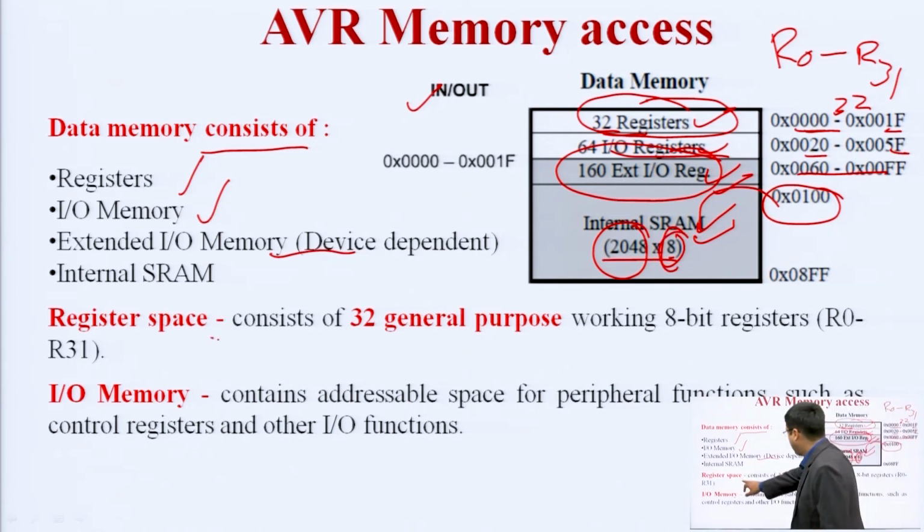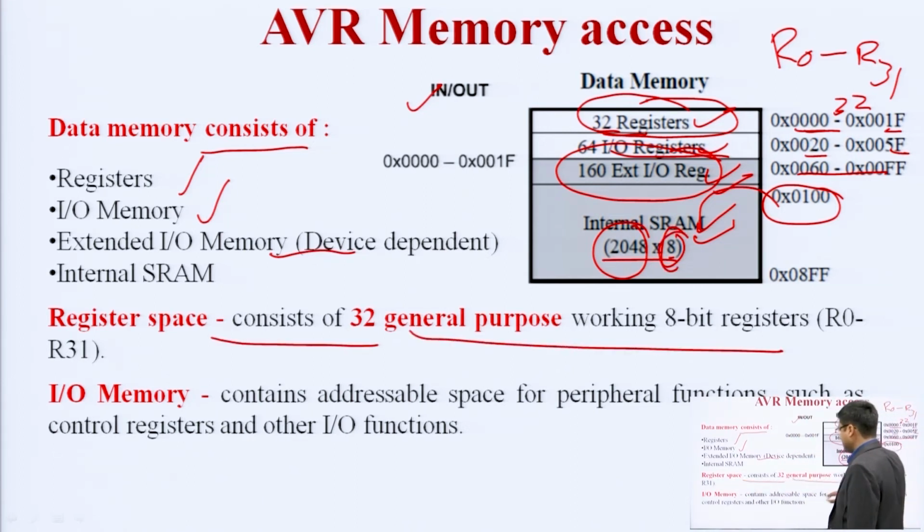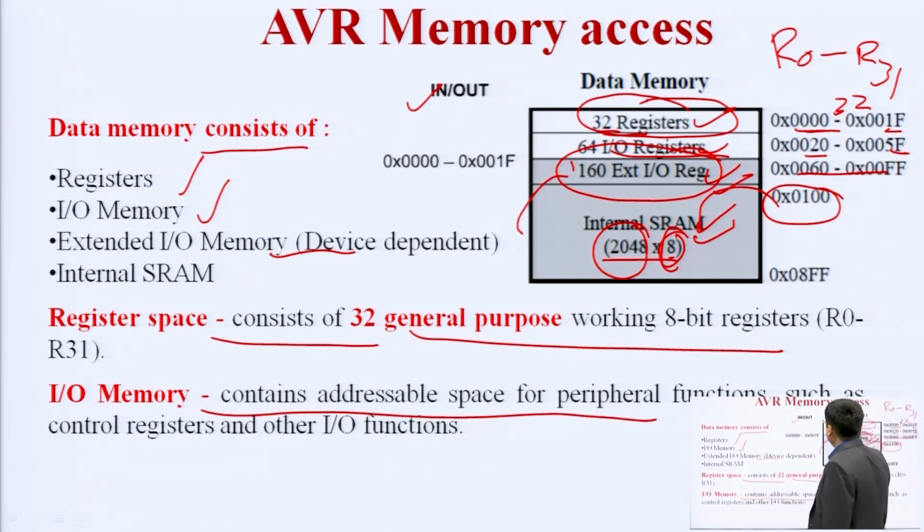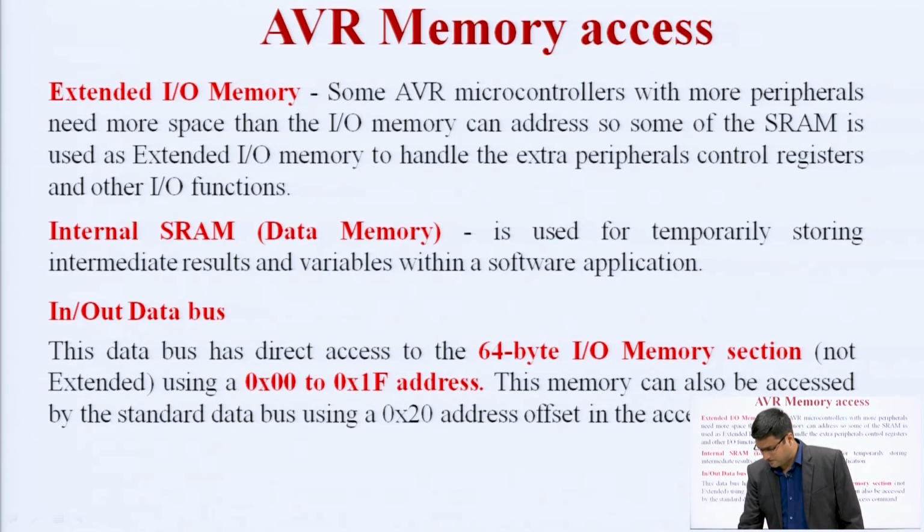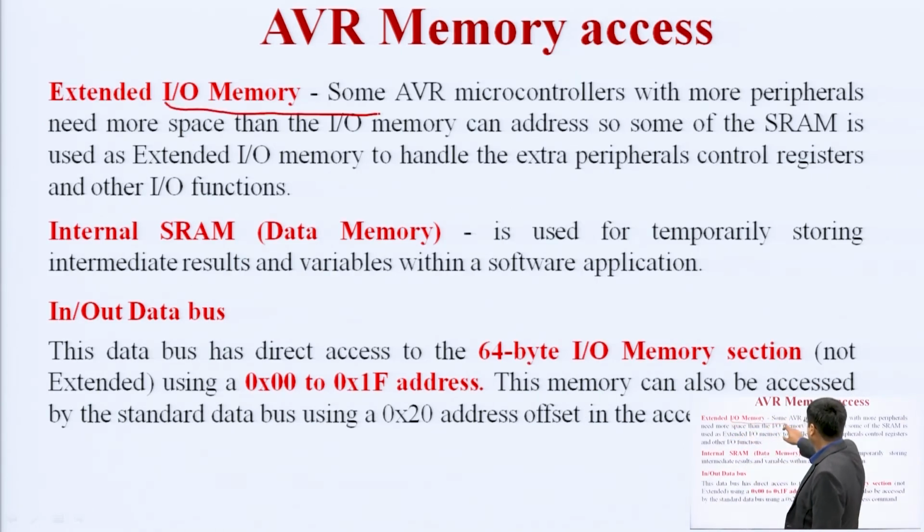So it has a register space of 32 general purpose registers. Input output memory has a range like this, we have seen that. So this is all about the AVR memory access. It has sections: extended input output memory, internal SRAM, and the input output data bus.